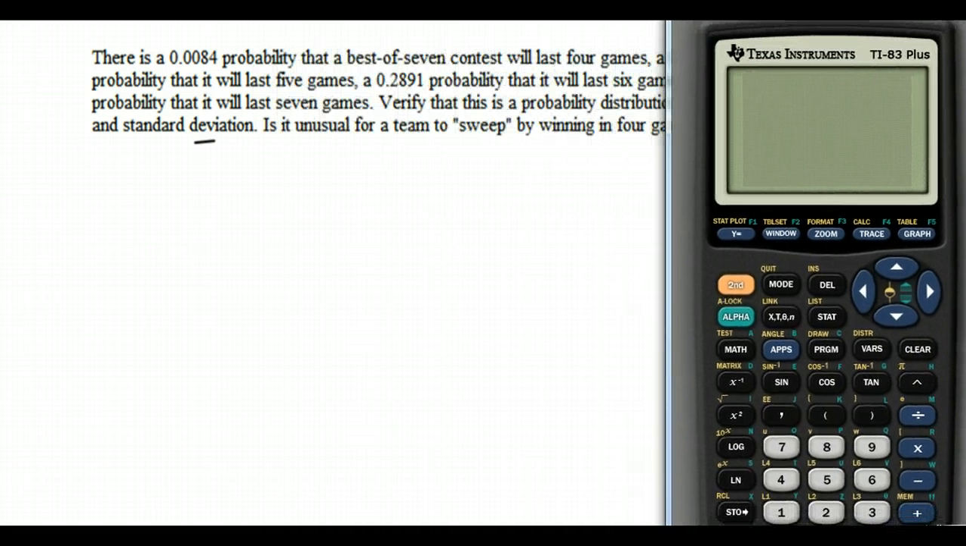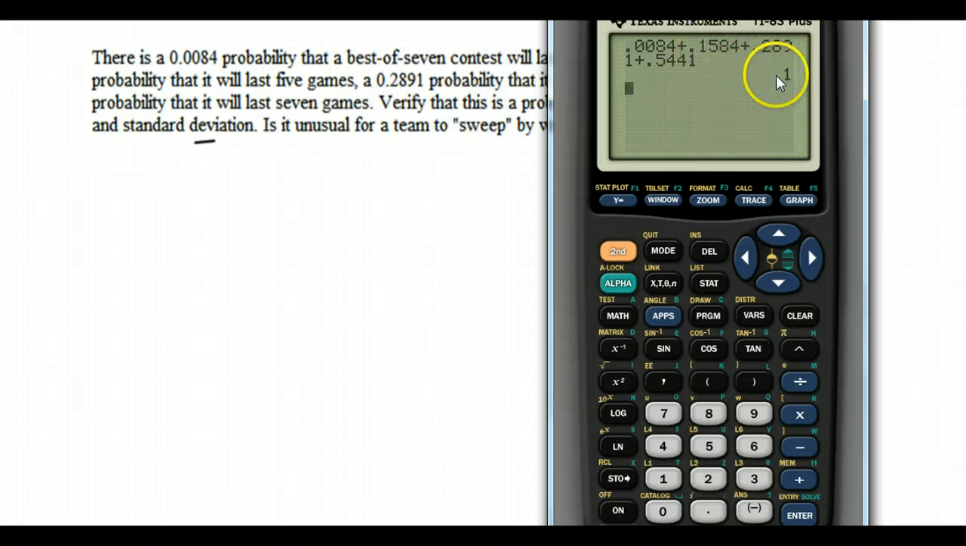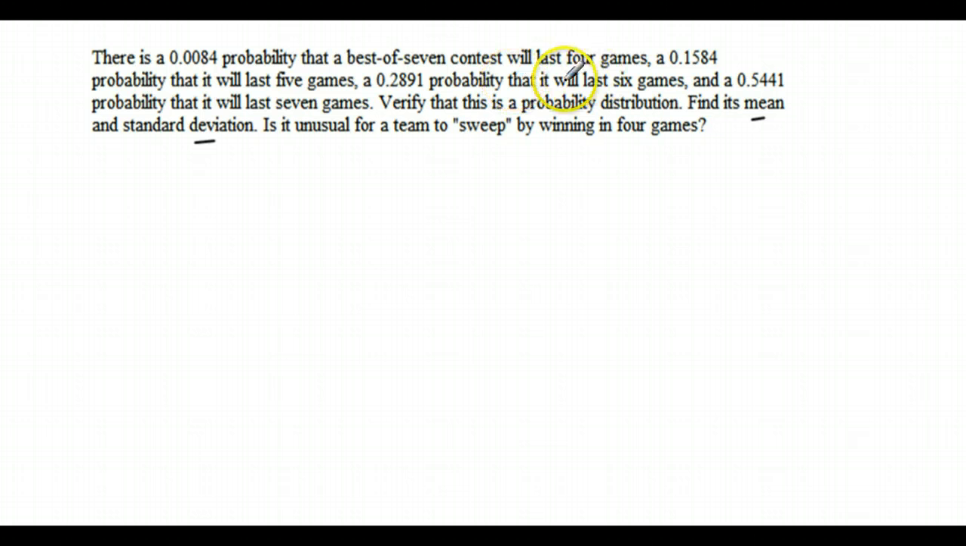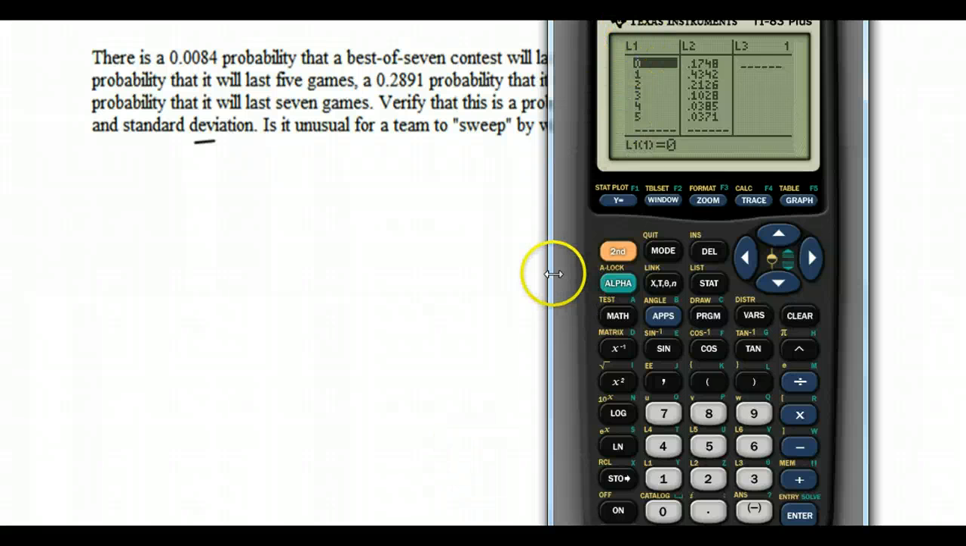Okay, we already see that there's nothing negative or above 1, so that part's satisfied, but we need to add the 4 numbers. Alright, so adding the 4 numbers up, I get 1, so that means it is going to be a valid probability distribution. Alright, now, to find the mean and standard deviation, again, I'm going to use the table. I've already got data in there from the last problem. Remember, we can hit highlight, hit clear, and enter for both of these lists. Clear, enter, and now I can start over.